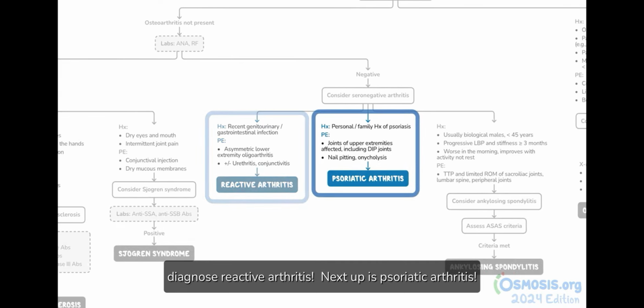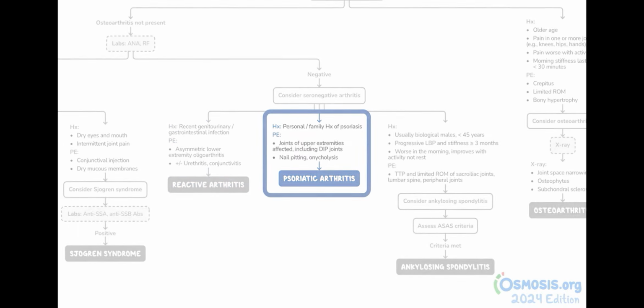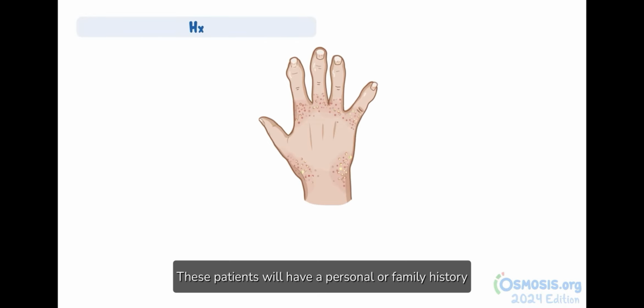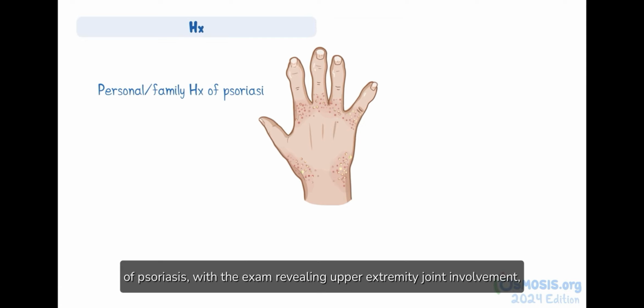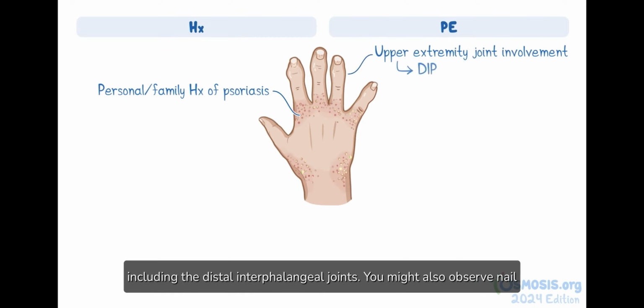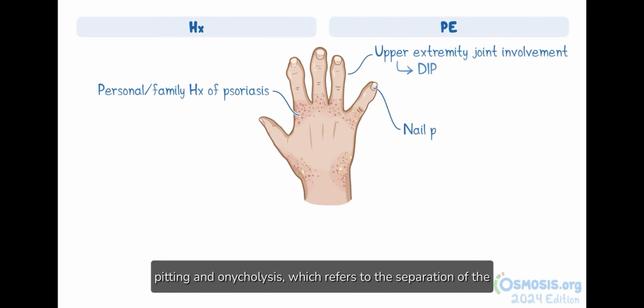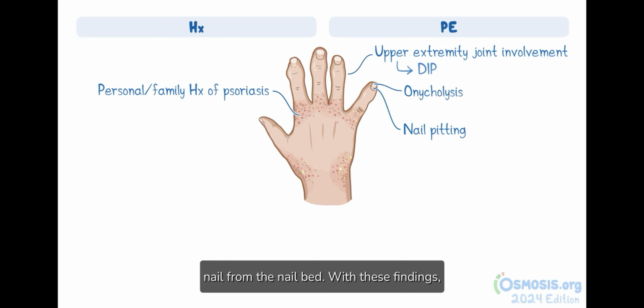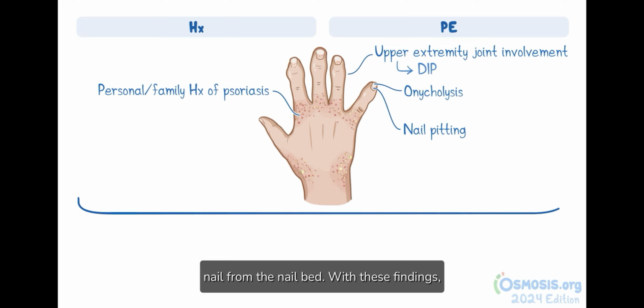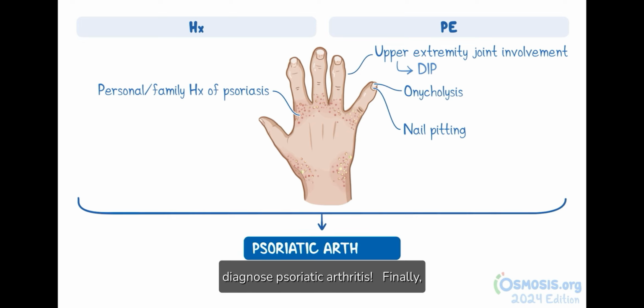Next up is psoriatic arthritis. These patients will have a personal or family history of psoriasis, with the exam revealing upper extremity joint involvement, including the distal interphalangeal joints. You might also observe nail pitting and onycholysis, which refers to the separation of the nail from the nail bed. With these findings, diagnose psoriatic arthritis.